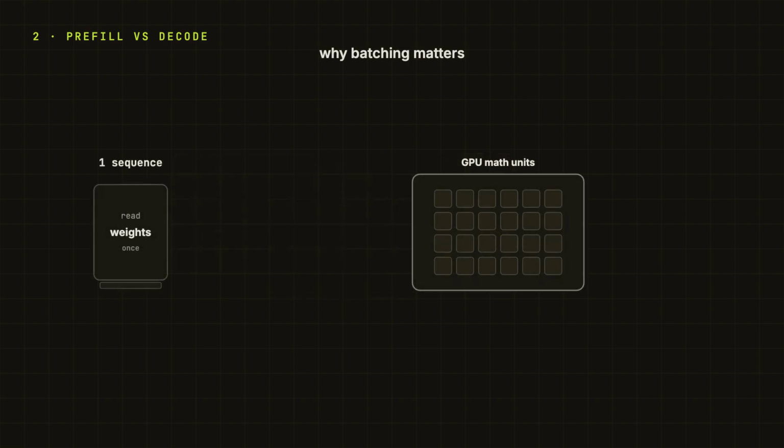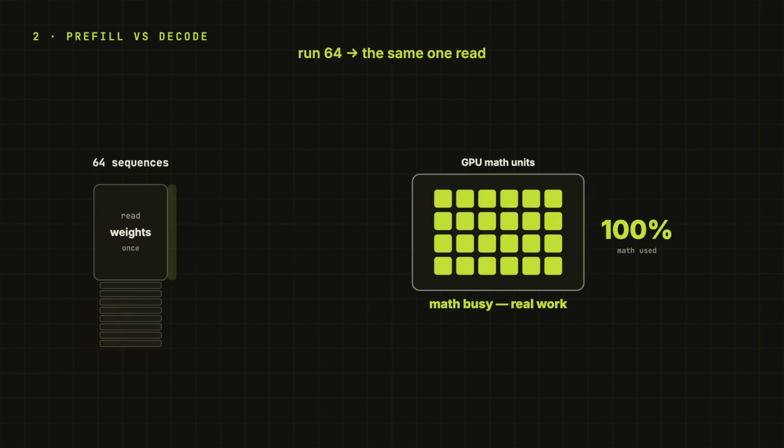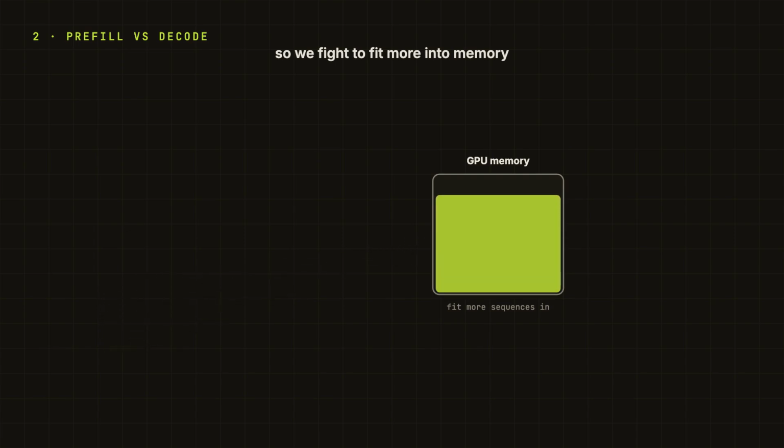And one more thing before we move on, because it is the reason batching even matters. Remember, decode reads all of the model's weights just to produce one tiny token. So if only one sequence is running, most of the GPU's math units are sitting idle during that read. But if we run, let's say, 64 sequences together, they all ride on that same one weight read. And suddenly that idle math is doing real work. That is why batching buys us throughput. And it is also why, for the rest of this video, we keep fighting to fit more sequences into memory.